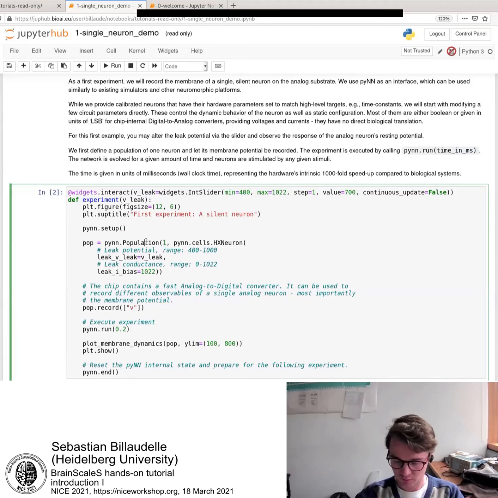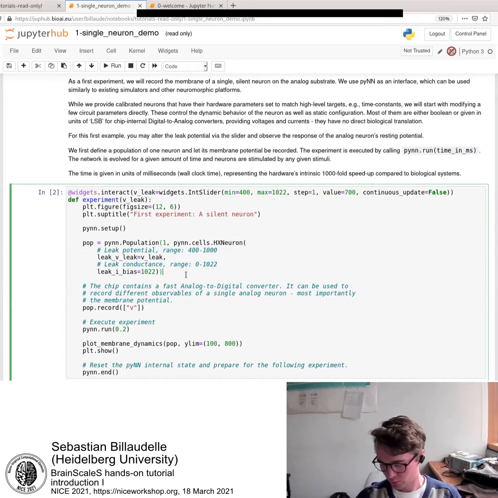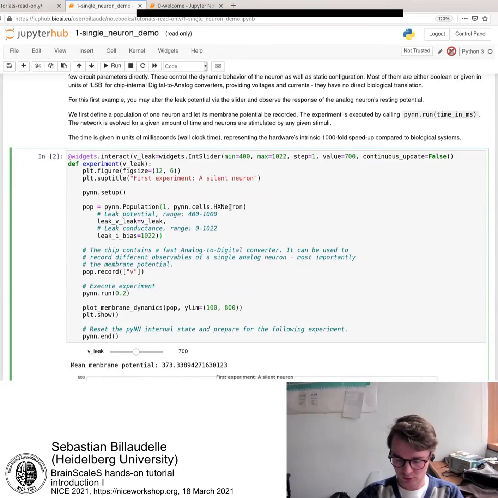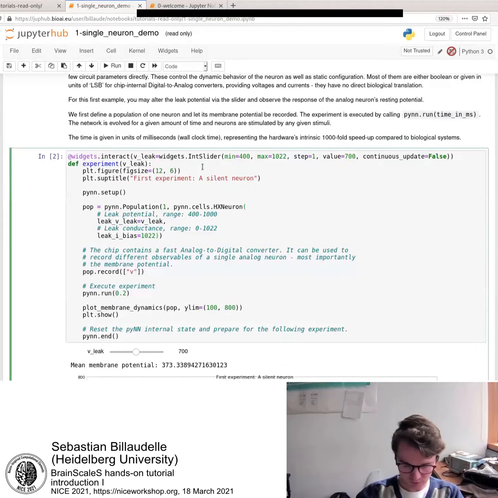And the second part of that definition is the cell type. PyNN supports multiple different cell types, for example, the leaky integrate-and-fire model, and it's then mapped to all the different backends. For the moment, we simply provide a custom neuron type, which is the HX neuron. The ASIC you have seen in this photograph is a BrainScaleS 2 ASIC, but it's called HICANN-X, and that is why we call it the HX neuron.